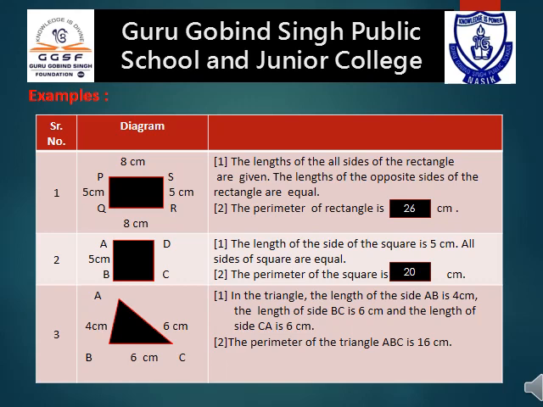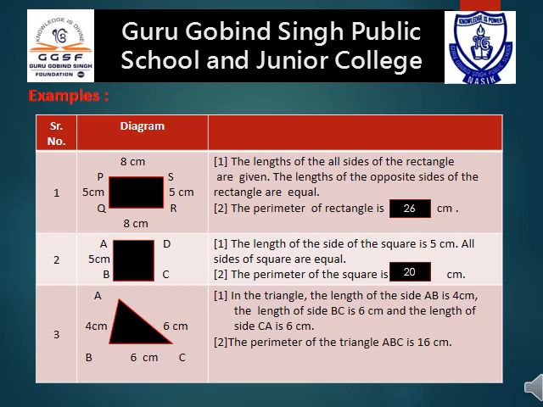Now next example, you can see it is a square. The length of the side of the square is given, which is 5 cm. And you know that all the sides of the square are equal. Means all the sides have 5 cm length. So when we add all these sides, we get the perimeter of that square, which is 20 cm.